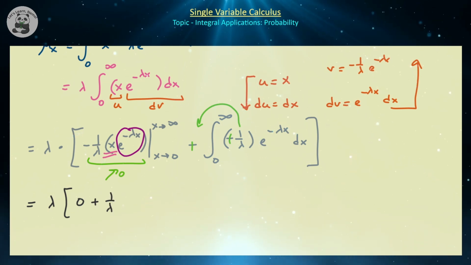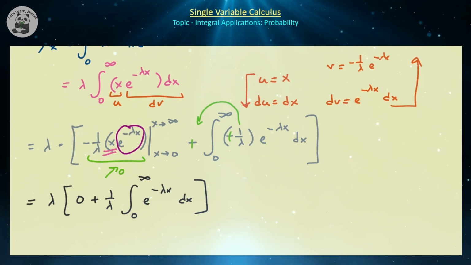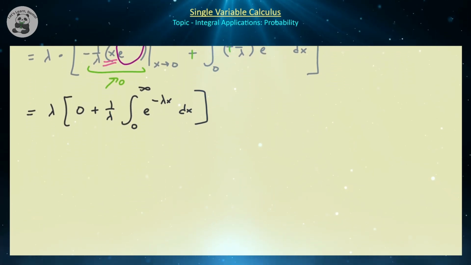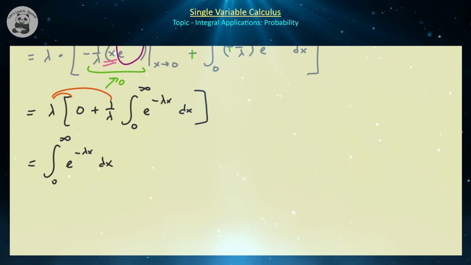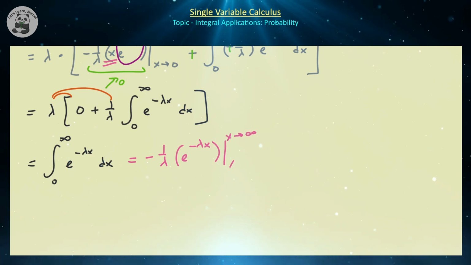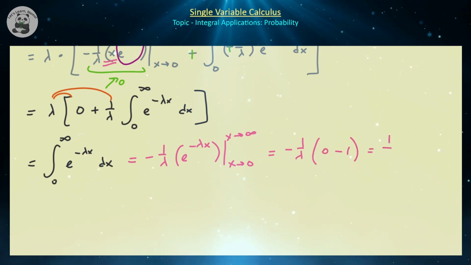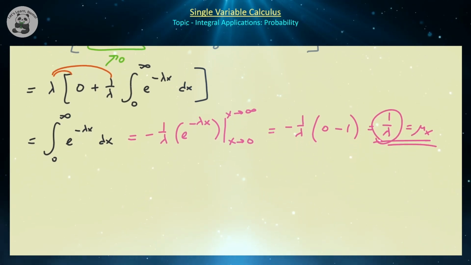So 1 over lambda times the integral from 0 to infinity of e to the minus lambda x dx. Once I have this, I can distribute my lambda inside, and those lambdas will cancel. So we're just left with the integral from 0 to infinity of e to the minus lambda x dx. This integral is actually quite nice. It's going to be minus 1 over lambda times e to the minus lambda x, and then we just need to evaluate our limits, x to infinity and x to 0. That's going to give us minus 1 over lambda times 0 minus 1. That minus 1 changes that negative to a positive, so we're just left with 1 over lambda. So this is the mean of an exponential random variable.